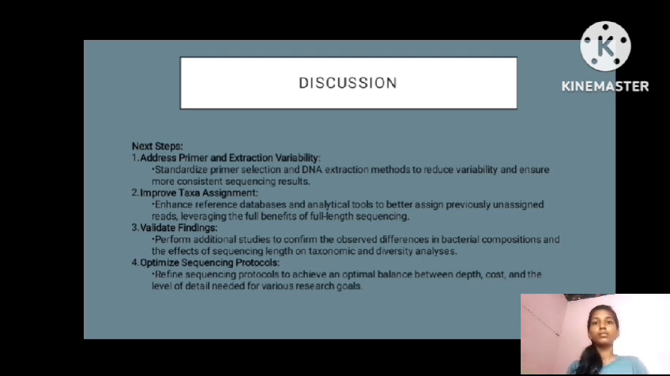Move to the discussion. The first is to address primer and extraction variability. Standardize primer choice and extraction method to minimize variability and ensure consistency of sequencing results. Second is to improve the taxa assignment. Develop better reference databases and analytical tools to assign previously unassigned reads and fully utilize the advantages of full length sequencing.